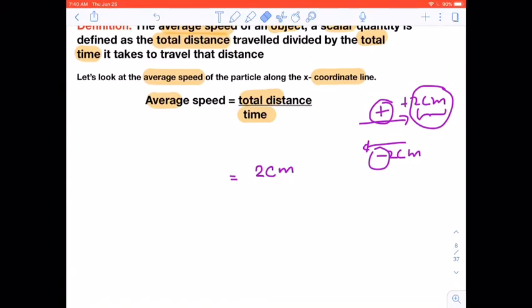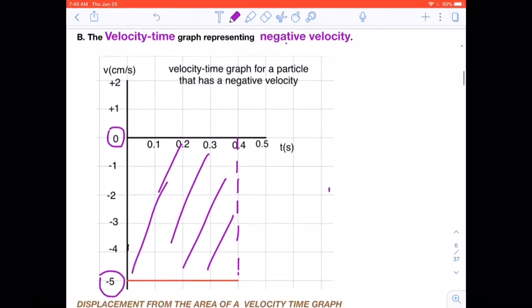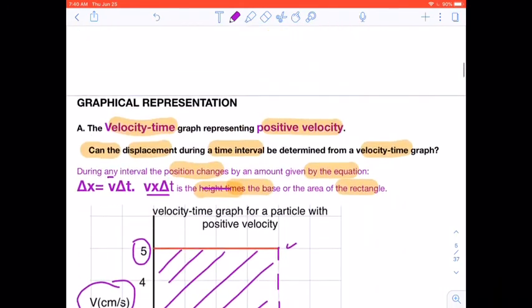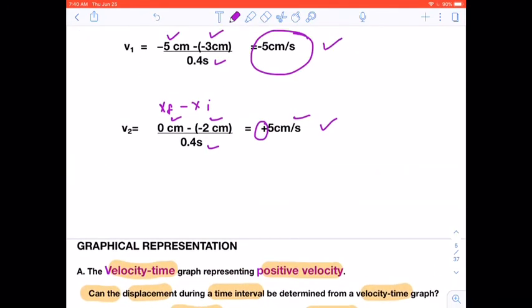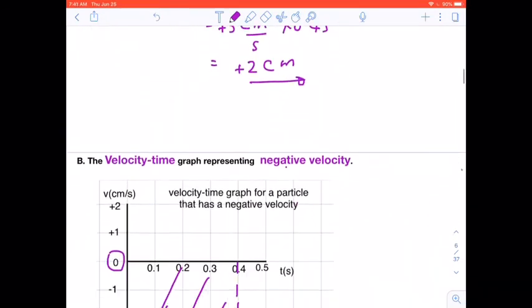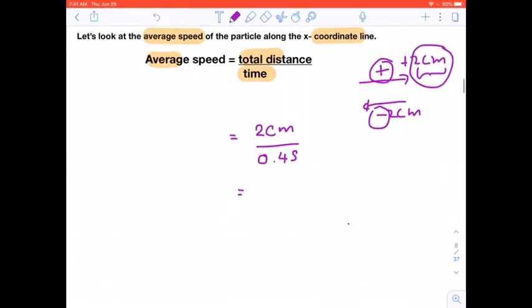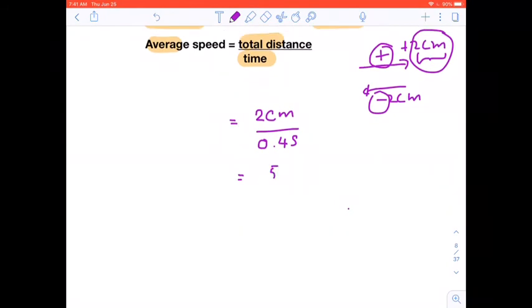And that happening in 0.4 seconds, and that will give us essentially the same thing that we have for velocity but without the sign, which would mean 5 centimeters per second. That's your average speed.